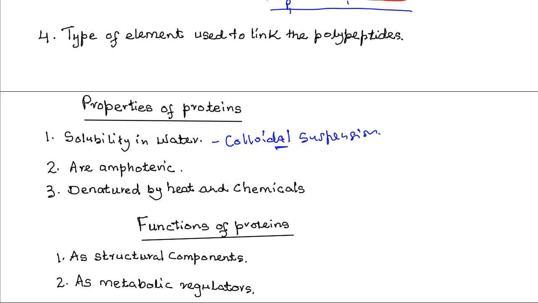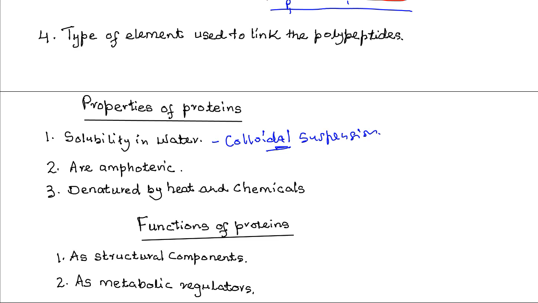So proteins generally do not dissolve in water to form true solutions. What they form is a colloidal suspension, and in particular, it is the globular proteins that form colloidal suspensions. Fibrous proteins are insoluble in water. The second property is their amphoteric nature. Proteins are amphoteric, that is, they have both acidic and basic properties.